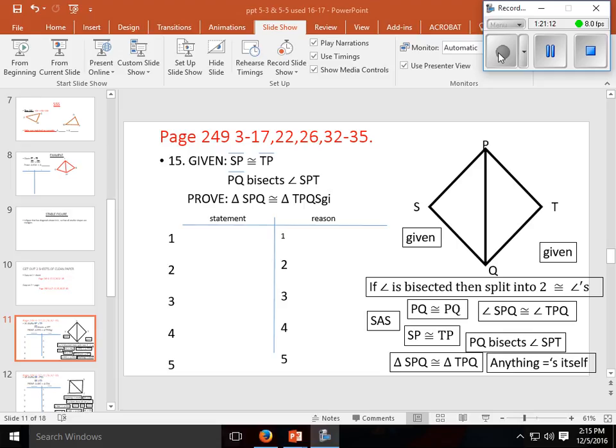Yes. So that's a pair of angles. Is that enough to say the two triangles are congruent? No. Can't we just do anything equals itself, the PQ? Yeah. So segment PQ is equal to what? PQ. Anything equals itself, right? Yes. Sure.